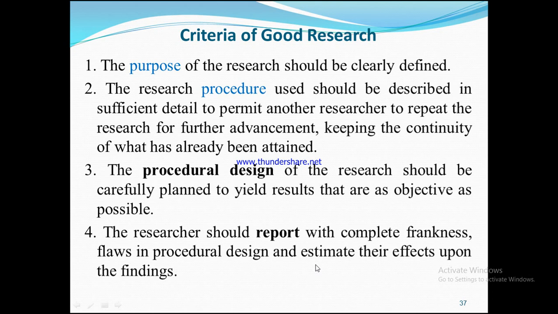The criteria for good research. The purpose of the research should be clearly defined. The research procedure used should be described in sufficient detail to permit another researcher to repeat the research for further advancement, building on what has already been attained. The procedural design of the research should be carefully planned to yield results that are as objective as possible. The researcher should report with complete frankness the flaws in the procedural design and estimate their effects upon the findings.